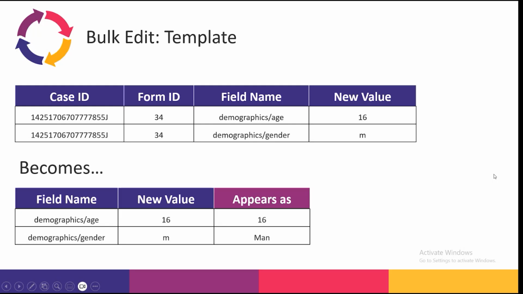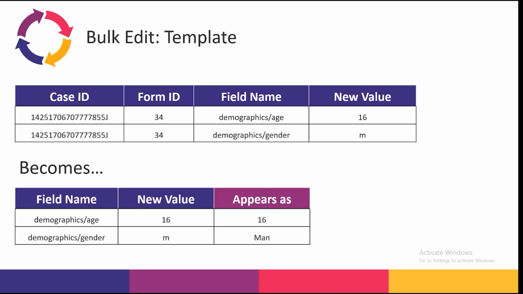Okay, so let's look at an example of that. So at the top, you have a case ID. You'll see that the case IDs here are the same. So you already know from this that you want to change 2 different fields within the same submission. The form ID is also the same, which would be the case if the case ID is the same as well. So under field name, you can see that you have one for demographics age and one for demographics gender. So for the new value in age, you want to correct a submission and change it to 16. That can be quite simple because it's an integer field. You just put in 16.